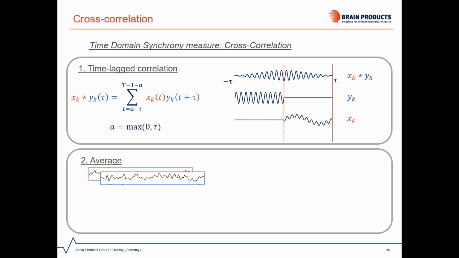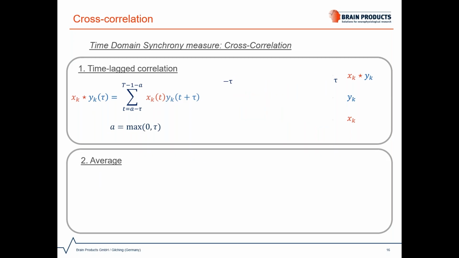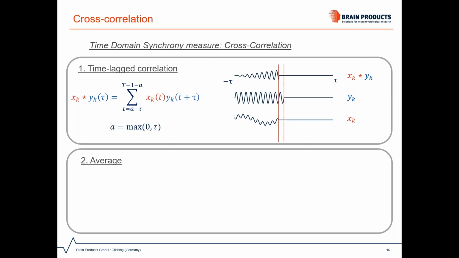Now let's look at two signals that are actually different. These are synchronized at a higher frequency, but signal X also has a prominent oscillation on a lower frequency. The oscillation at this lower frequency is not contained in Y, and therefore both signals cannot correlate at this frequency.